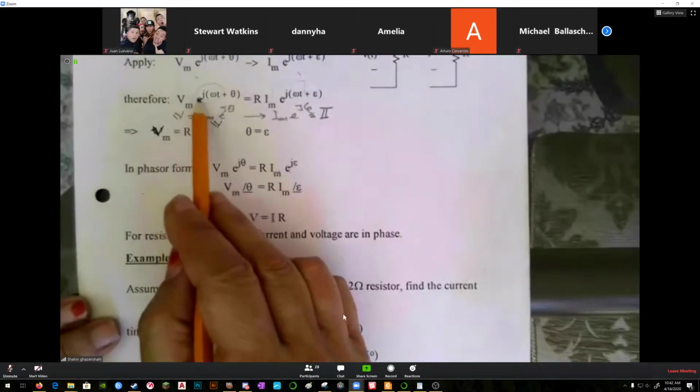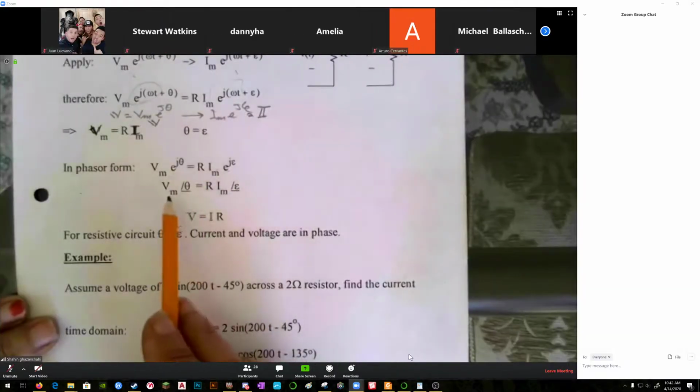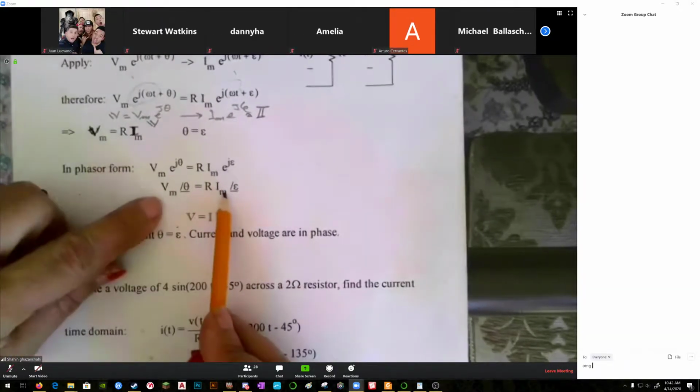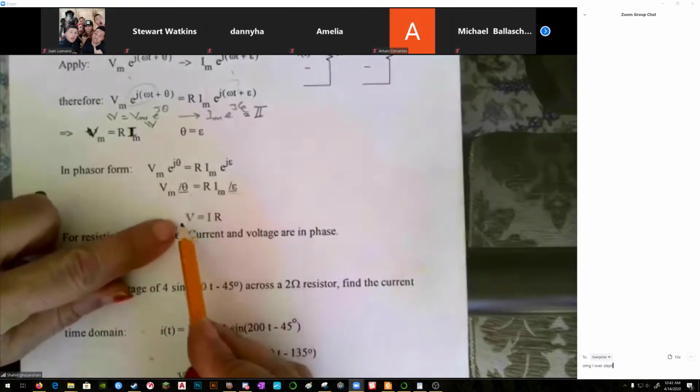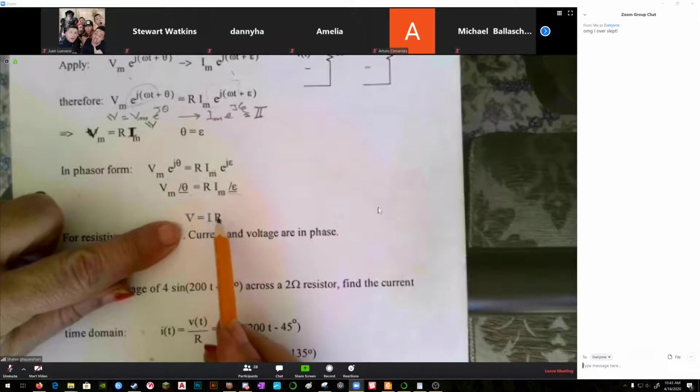Here for you. See, I forgot one. I have it: Vm exponential of j theta, Im exponential of j phi. You change this to this one. This is phasor voltage. This is phasor current. Correct? For the resistors, your phasor voltage is I times R.